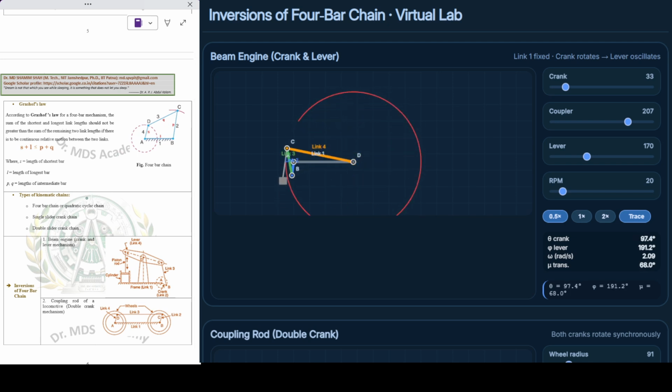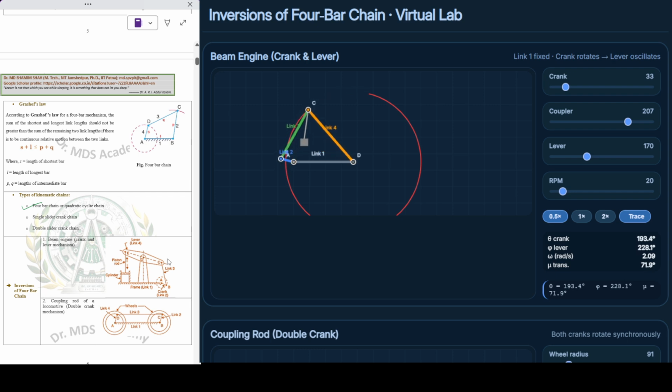Here I am going to present animations which show how the 4 bar chain actually moves. In the lecture we had seen that the types of kinematic chains were the 4 bar chain, the single slider crank chain, and the double crank chain. In this animation I am going to demonstrate only the first one, that is the 4 bar crank chain.